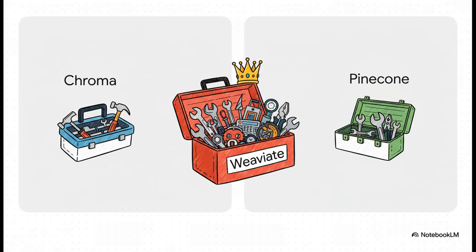Now, what about the bells and whistles, the features? Well, there's a clear hierarchy. Weaviate is the king here, no question, especially with its built-in hybrid search. Pinecone has a really solid, robust feature set that's perfect for production. And Chroma focuses on absolutely nailing the basics to get you up and running fast.